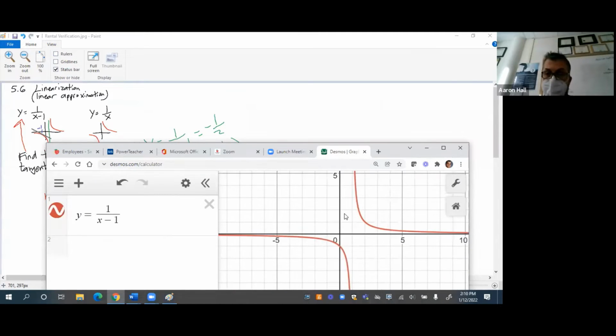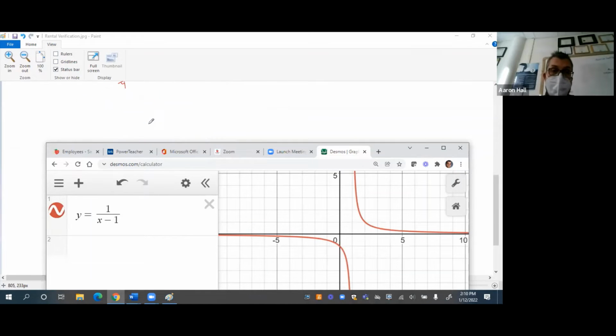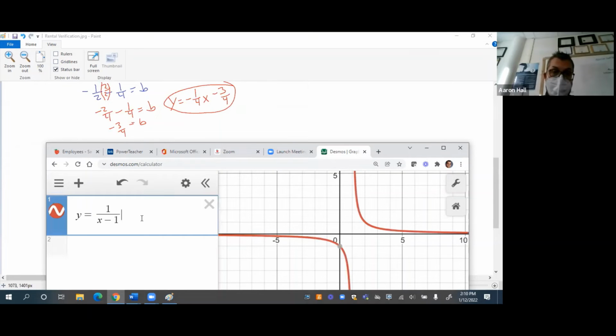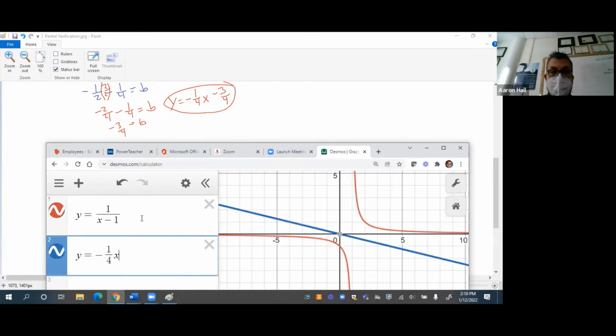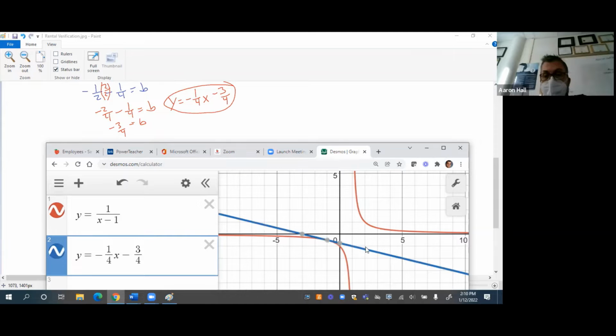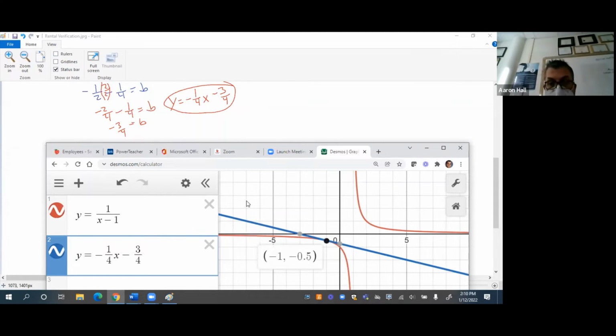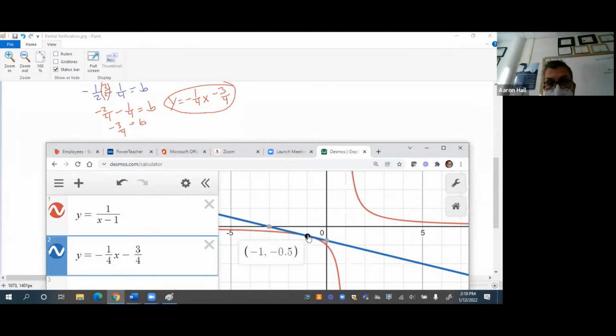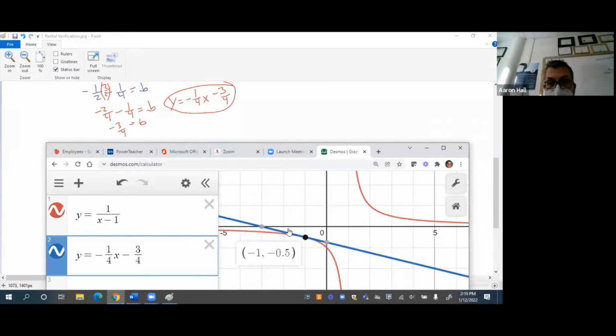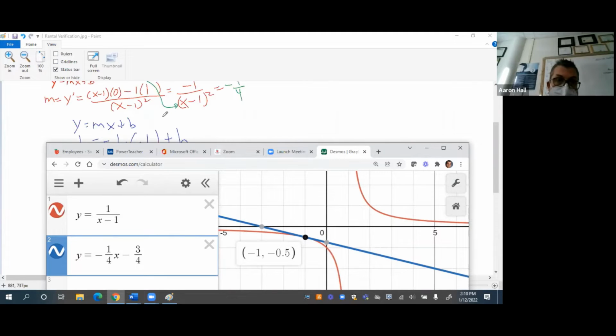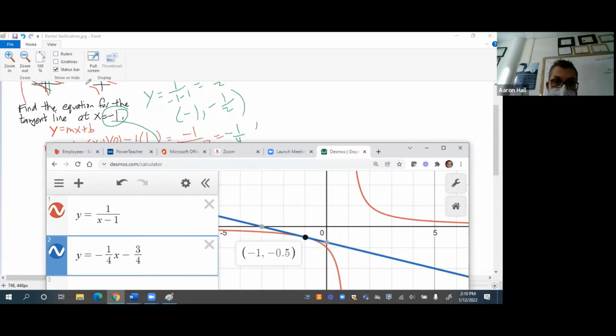So that's what we said, that it would shift to the right, and it looks like it did. And then our equation for the tangent line was y equals -1/4 x minus 3/4. How did we do? Yeah, it looks like we did pretty good. Yep, that's the point of tangency when x was -1. That's what was told to us up here. And it looks like it just grazes the top of the curve.